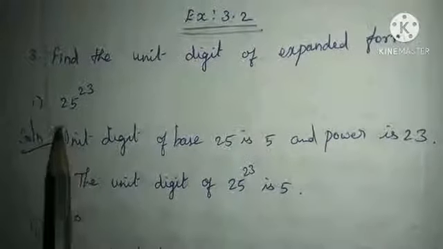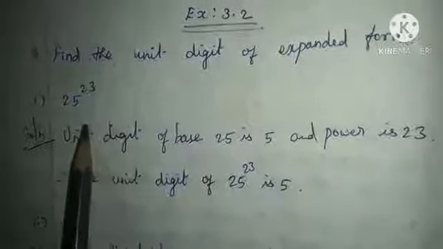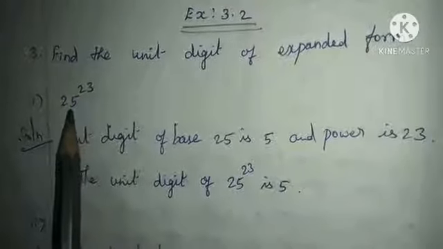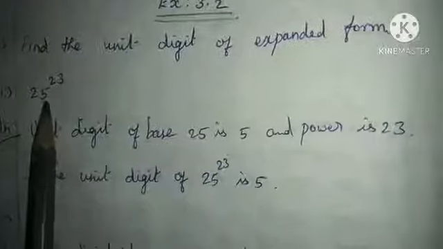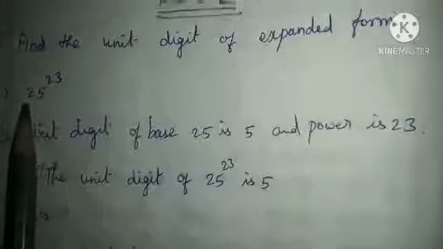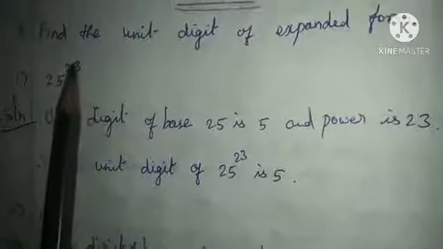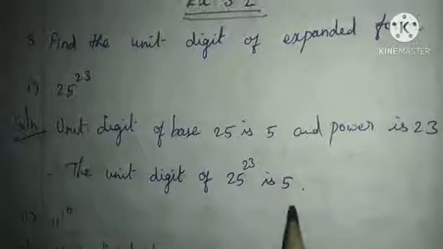First one, 25 power 23. Here the unit digit of the base is 5. So the expanded form of 25 to the power of 23 has unit digit also 5.